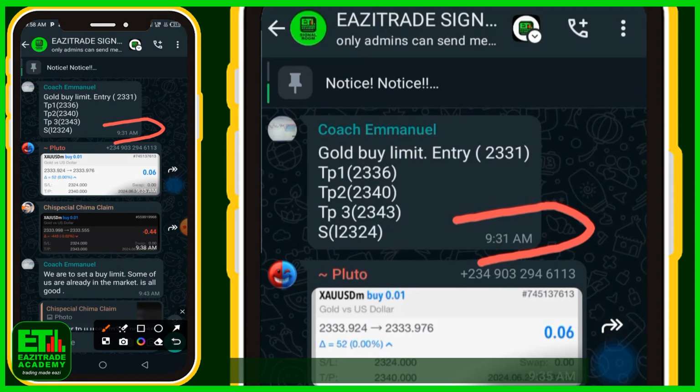So these students, I don't know what they did, but they may have entered the trade at the current time. Probably they felt they missed the trade. But if you set the entry price as stated by the coach, if gold gets to that price, it will trigger. Well, let's see how this trade went. All right.